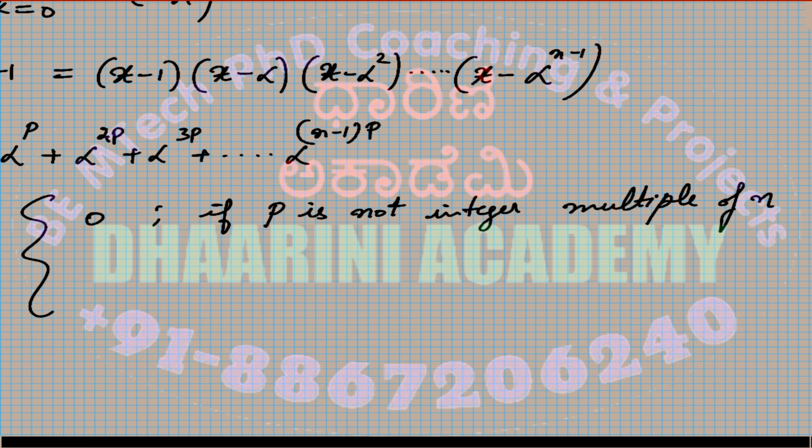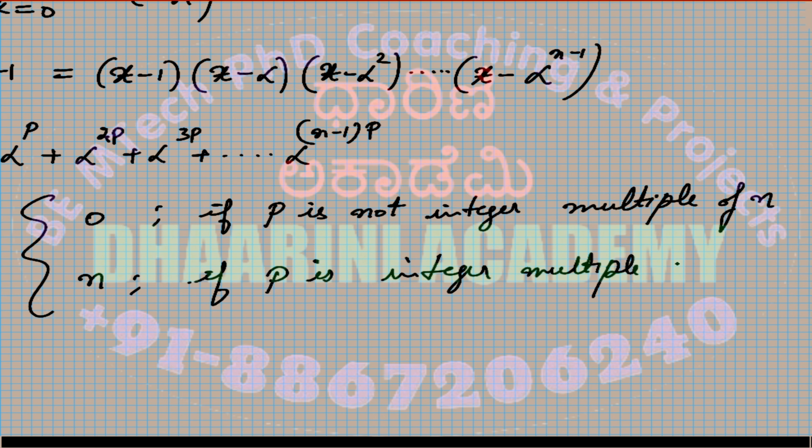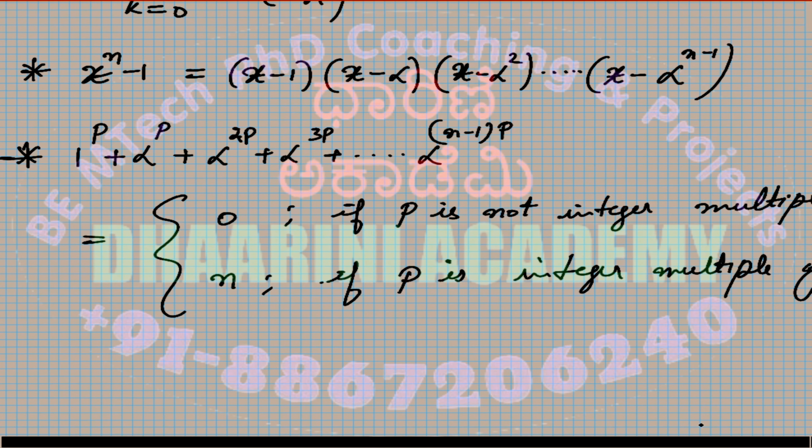So this is 0 under one condition, and at the same time this is n itself if p is an integer multiple of n. That's the next rule to be remembered.